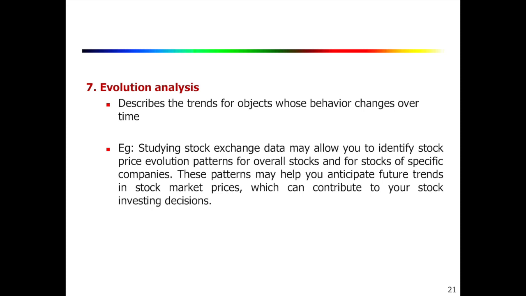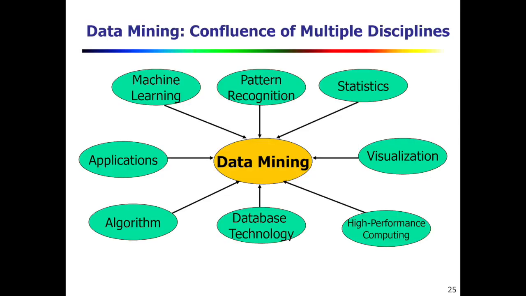And data mining in business intelligence is very useful for the decision-making process, and it consists of many phases very similar to data mining. It is associated with different disciplines: machine learning, pattern recognition, statistics, visualization, application, algorithm, database technologies, and high performance computing. And these are the basic things related to data mining.